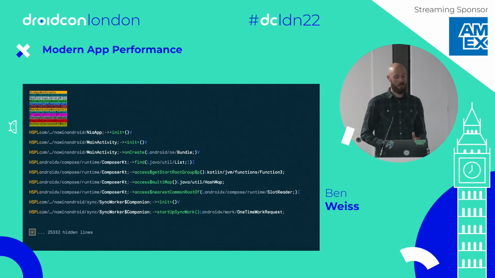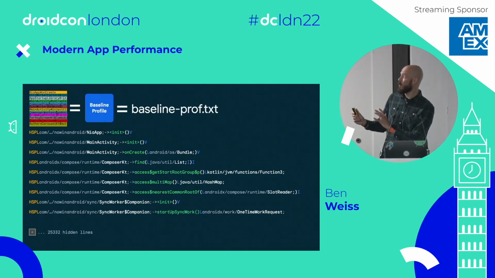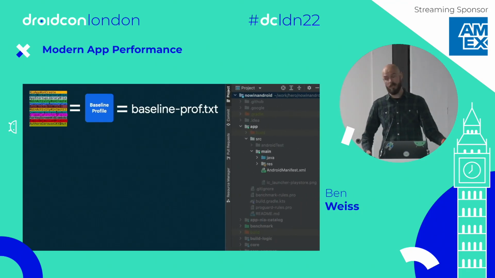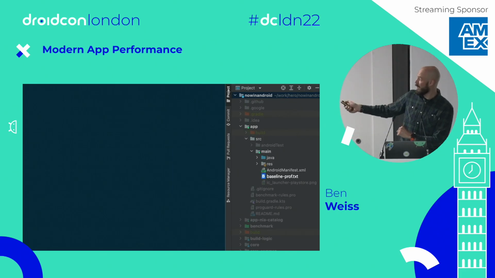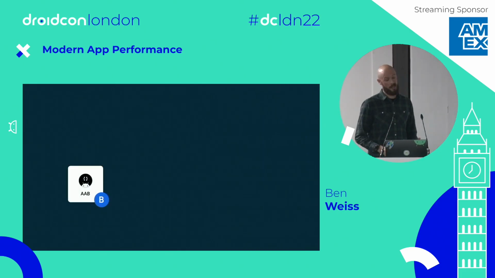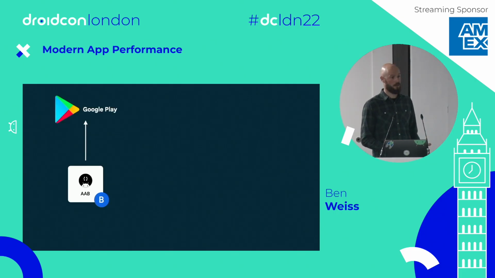But luckily, you don't have to. So use macro benchmark and you don't have to. You get the baseline profile, which you call baseline-prof.txt. Currently, you have to manually take that and copy it into your source main folder next to the Android manifest, and you're good to go. So next time you upload your app to your AAB or to the Play Store, you have a baseline profile, and your users will get peak performance from the first app launch.